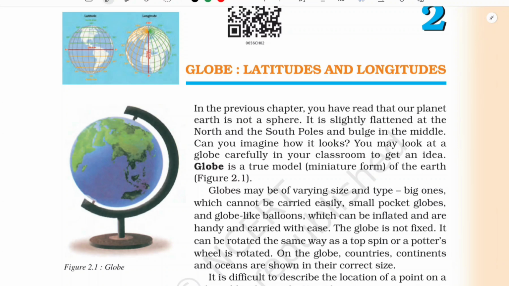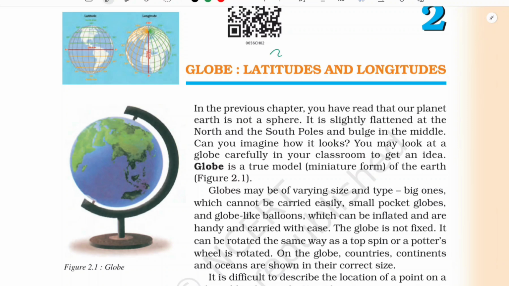I'm Anisha. So today we are going to start a new chapter, that is globe, latitudes and longitudes. This is of geography, okay, class 6 geography. This is also a very interesting chapter. From here we are going to learn about the imaginary lines of the earth, about the poles, about the axis, about the equator. I hope you have heard about it before also.